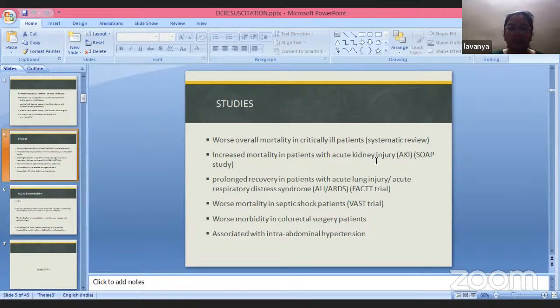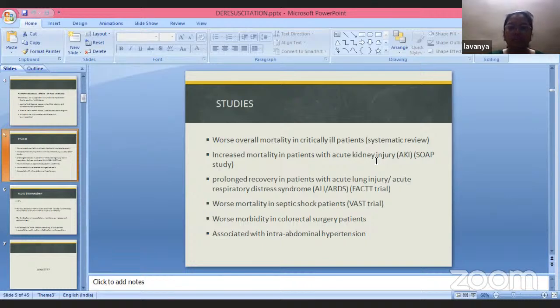Out of which there are some main studies which have shown increased mortality in patients who have had fluid overload. Like in the SOAP study, which was done in septic shock patients, there was an increased mortality and an increased incidence of acute kidney injury. In the FACT trial, which was done in ARDS patients, when the conservative fluid strategy was followed, it did not show any mortality benefit, but it did show some decrease in ventilator dependence days and hospital stay. But it did not translate into mortality benefit.